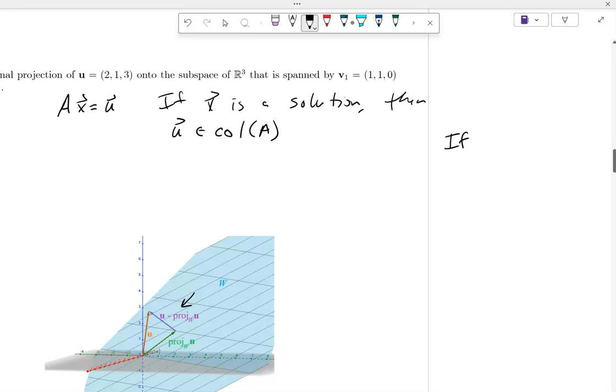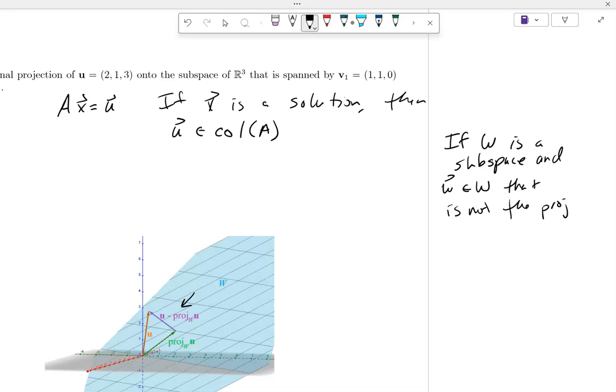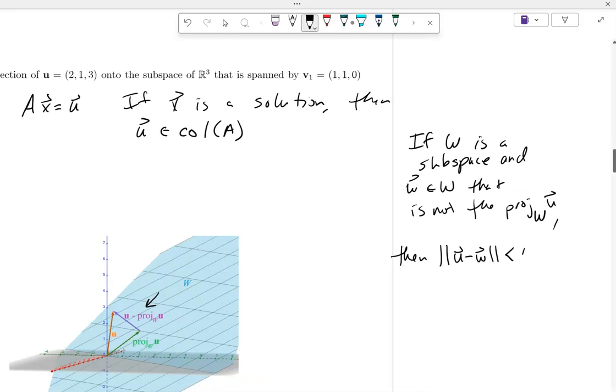So, if W is a subspace and little w is any vector in W that is not the projection of U onto W, the subspace, then the magnitude of U minus w will be greater than the magnitude of U minus the projection of U onto W. And it kind of makes sense when you think about the picture.